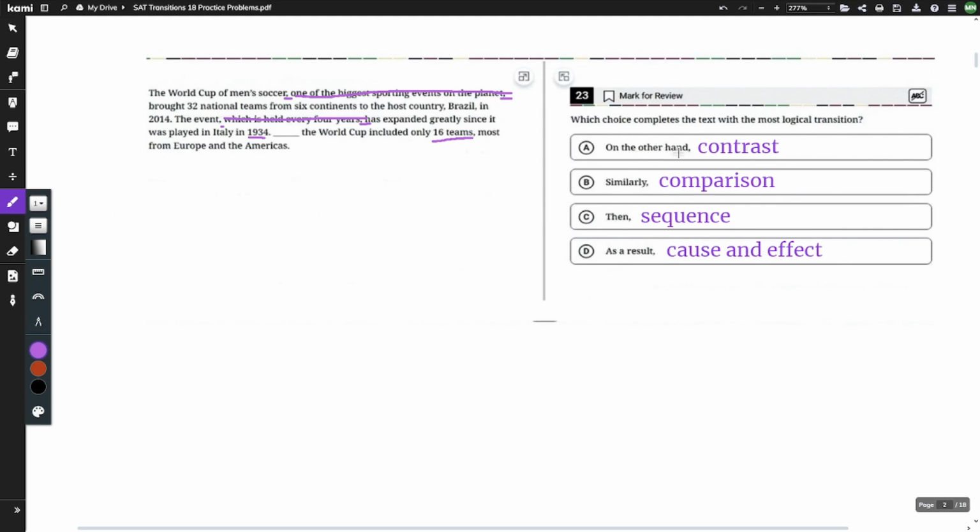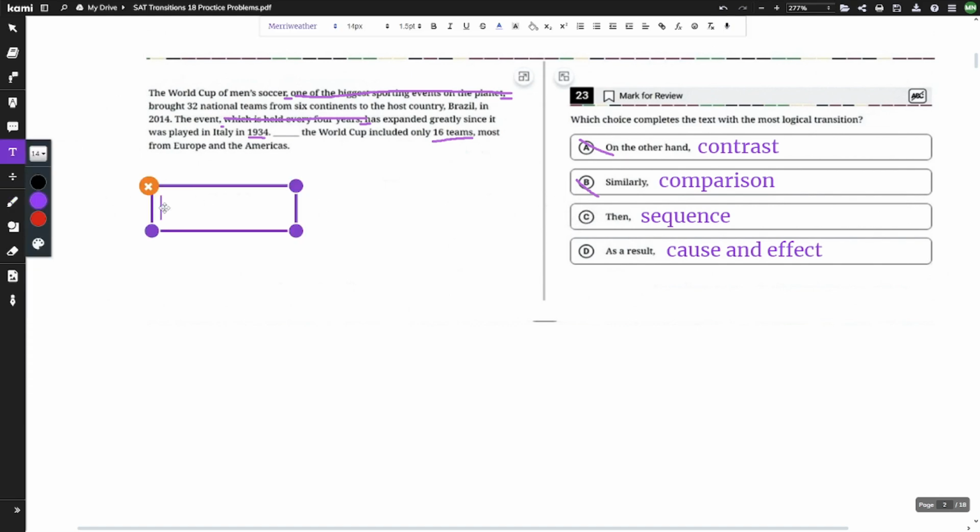On the other hand, not really contrasting anything, so it wouldn't make sense. Similarly, yes, we are comparing, but I mean, they're not similar. I mean, one has 32 teams, the other has 16 teams, so no. Then, now if we were talking about the sequential definition, you can't go from 2014 to 1934, but if we're talking about then where it refers to a certain point in time, then yeah, it would make sense.